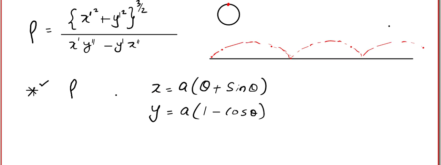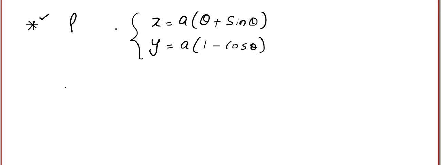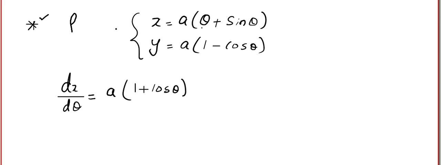Okay, so let's start. If you want, you can use the second formula, but I'm going to use the first formula itself. So, first I'm going to find dx by d theta. That will be a into 1 plus cos theta, right? Theta is 1, cosine theta is cos theta. Now I will find dy by d theta, and that gives me a into, this will become 0, cos theta differentiated gives minus sine theta. So basically I am going to get a into sine theta.